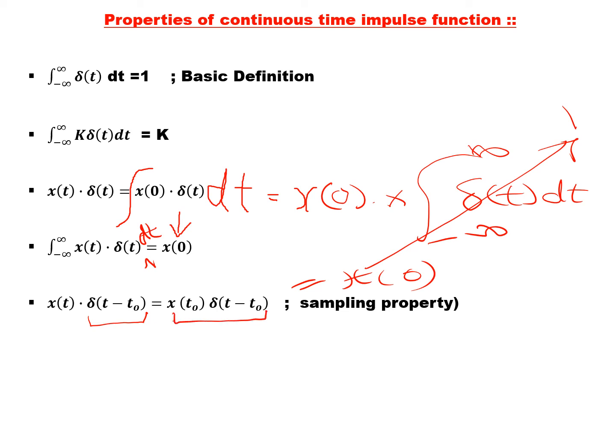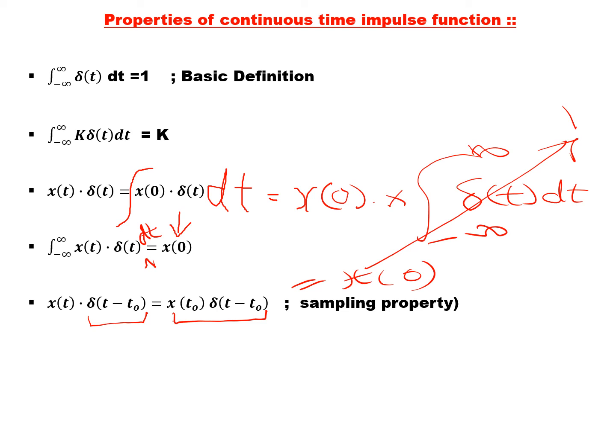The new product is another impulse, that is an impulse at t equal to t naught with the amplitude of x of t at t naught. This I'm going to show graphically in the next slide. You'll understand that; it may be a little confusing for you now. This property is called the sampling property. Sampling of a continuous time signal into a discrete form makes use of this property.